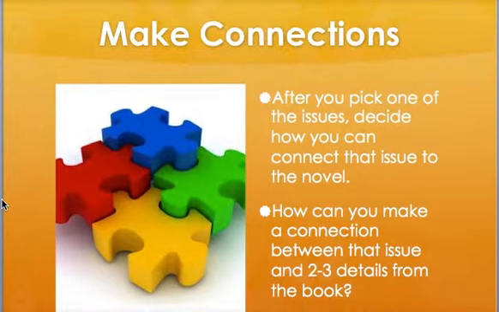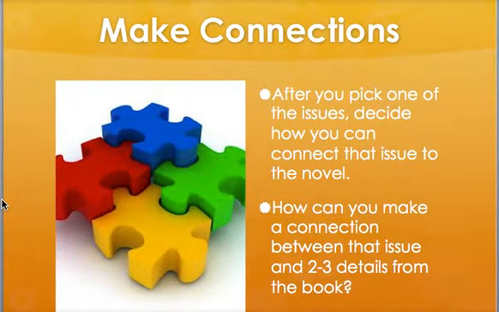Then you make connections. After you pick one of the issues, decide how you can connect that issue to the novel. How can you make a connection between that issue and 2 to 3 details from the book? Okay, you're going to have to go back through the story to think about what things were connected to those 5 issues. There are things in the story. You just have to look closely. Pick one issue and find 2 to 3 details that remind you of the social issues going on at the time that H.G. Wells wrote this book.